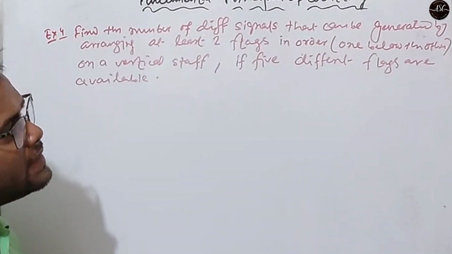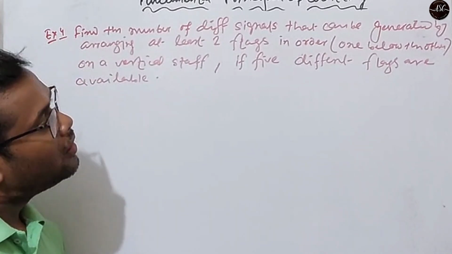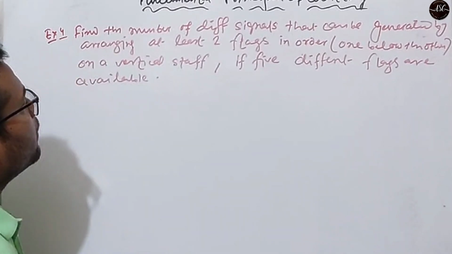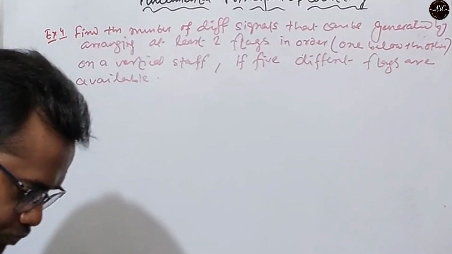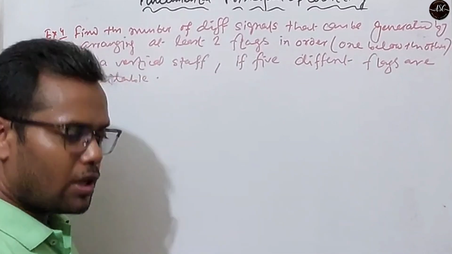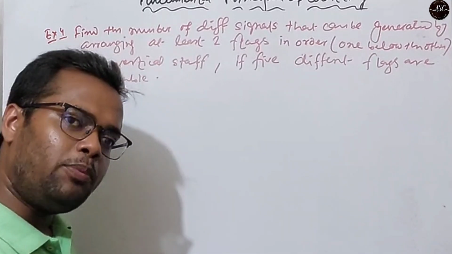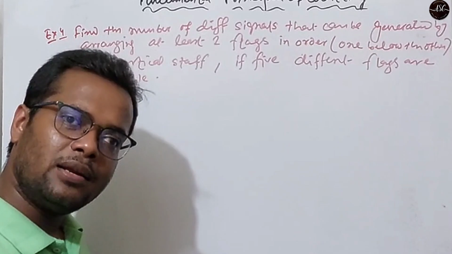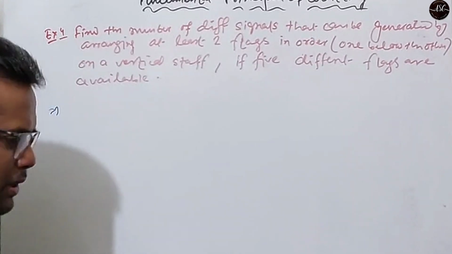Find the number of different signals that can be generated by arranging at least 2 flags in order, one below the other on a vertical staff, if 5 different flags are available. Okay, so you have to find at least 2. There may be more than 2, that means up to 5 flags to generate a signal. Okay, so this type of question may be solved in this way.